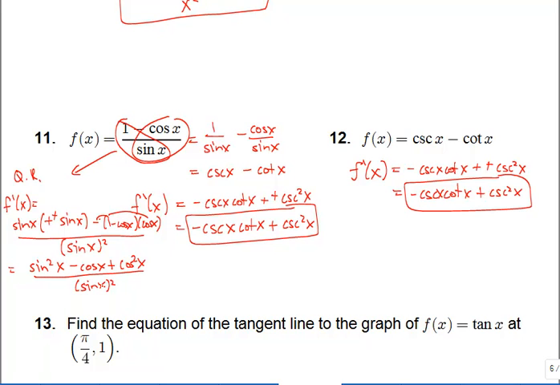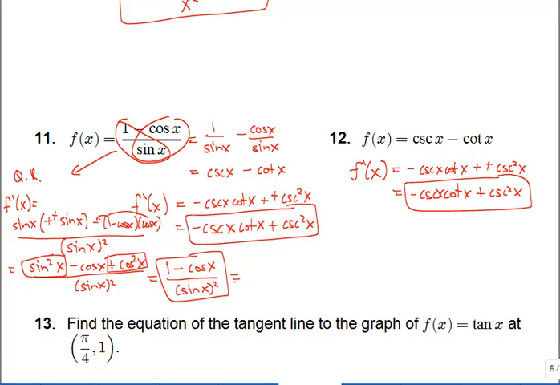Now one thing you should recognize again, and we've seen this in a previous example, is that sine squared plus cosine squared is 1. That's one of those identities. So we would get 1, and we still have that minus cosine x on top over sine x quantity squared. So this is probably where you would have stopped if you were doing it with a quotient rule.